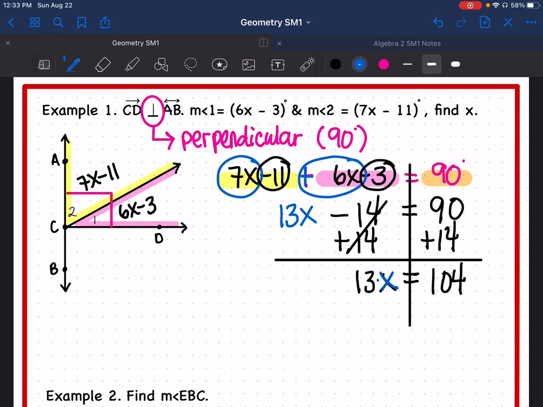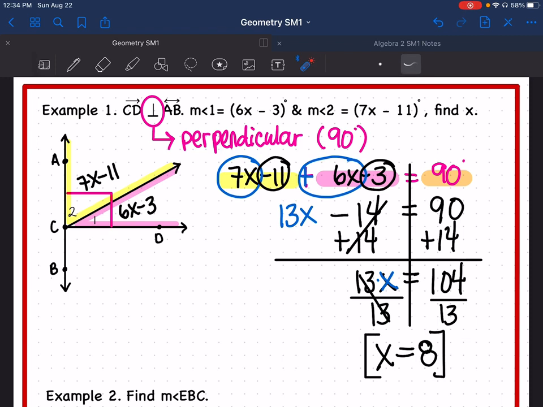Remember, there's multiplication hiding in there. So if you're going to get rid of the multiplication, you must do its opposite, its inverse, which is division. Remember, you're always dividing by the number in front of the variable x, and that would give me 8. You can go back and check it by plugging it in. If you're asked to plug in, for this angle you would do 6 times 8 minus 3, and here you would do 7 times 8 minus 11, and that's how you would get your two angle measures.